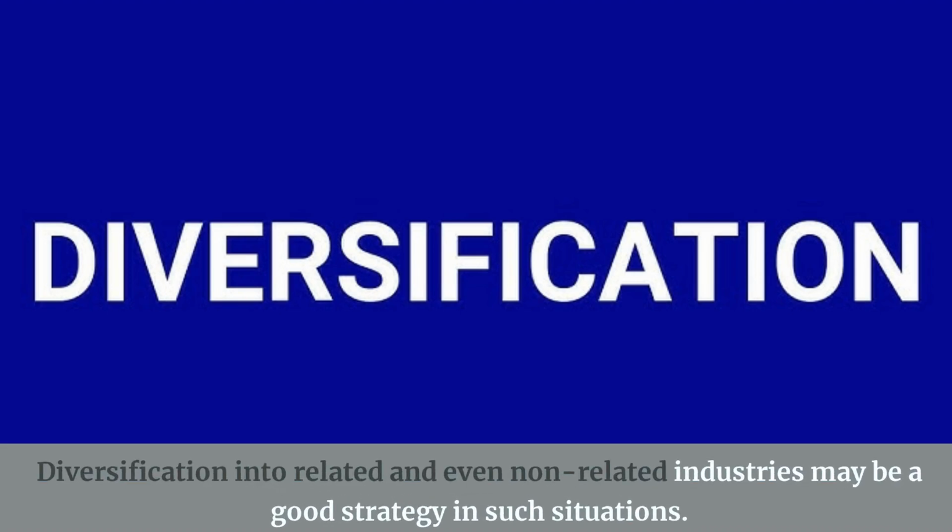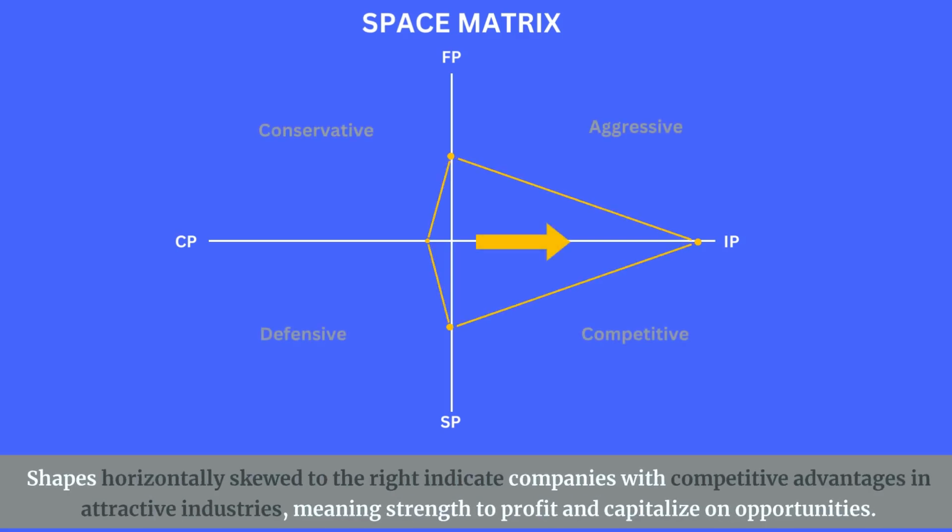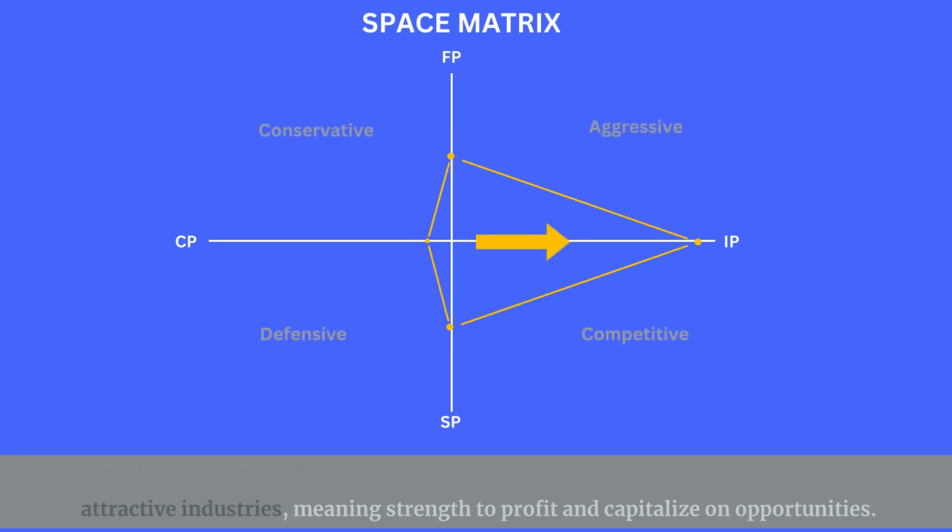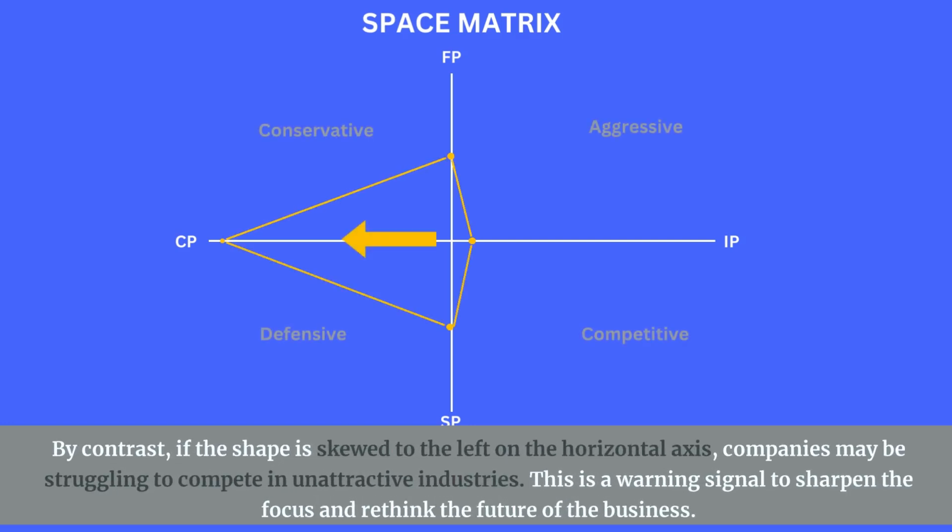Diversification into related and even non-related industries may be a good strategy in such situations. Shapes horizontally skewed to the right indicate companies with competitive advantages in attractive industries, meaning strength to profit and capitalize on opportunities. By contrast, if the shape is skewed to the left on the horizontal axis, companies may be struggling to compete in unattractive industries. This is a warning signal to sharpen the focus and rethink the future of the business.